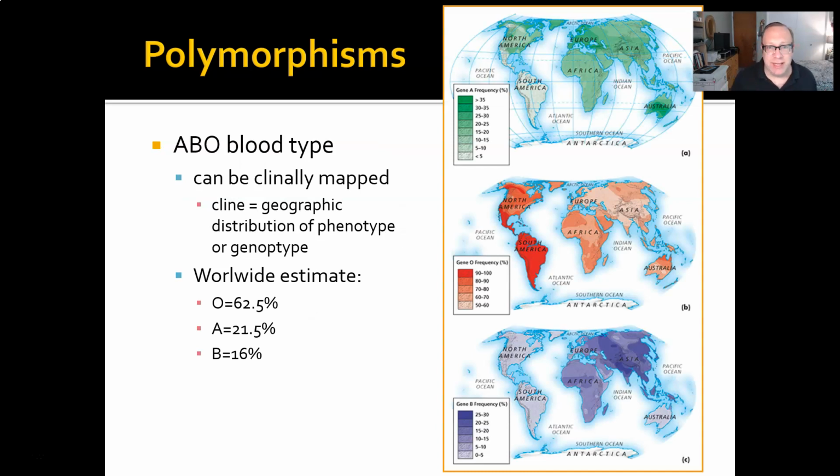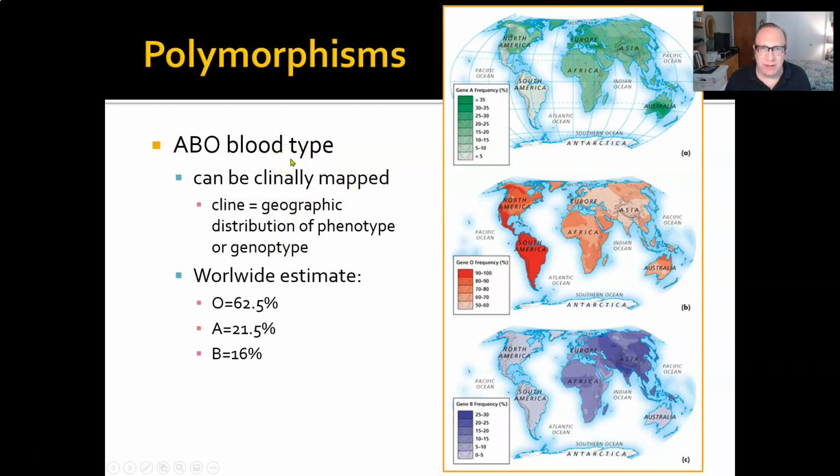Now, a great example of polymorphisms is the ABO blood system. We're coming back to it. We talked about this in another context before, but ABO blood types can be mapped clinally. That means you can map them on the globe or on a map based on their changing frequencies. So as you can see here, we've got gene frequencies for the hemoglobin A phenotype or genotype that are going in roughly 5% increments here, and you can see that it's mapped across the globe. Now, that's true for the others as well.